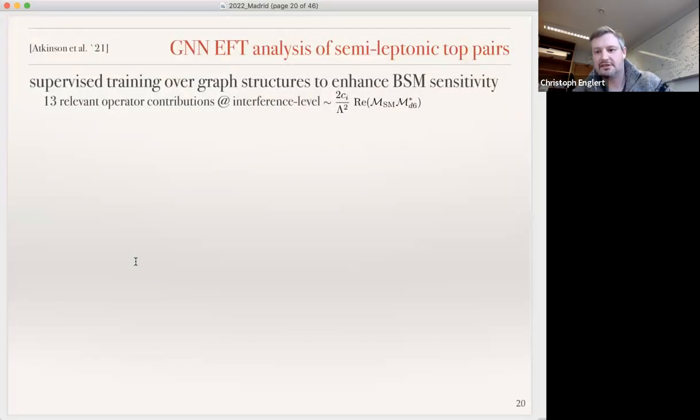So that's not an easy task in the first place, because if you look at the leading order deformations here, so dimension 6 level, and only interference with the standard model, that would come at this interference contribution. It looks like that. You start with the standard model amplitude, you construct the dimension 6 amplitude, and then the dimension 6 leading deformation of the amplitude squared is given by this interference piece here. And in semi-leptonic TT bar production, you get already 13 relevant operator structures. So you deal with quite a few interactions.